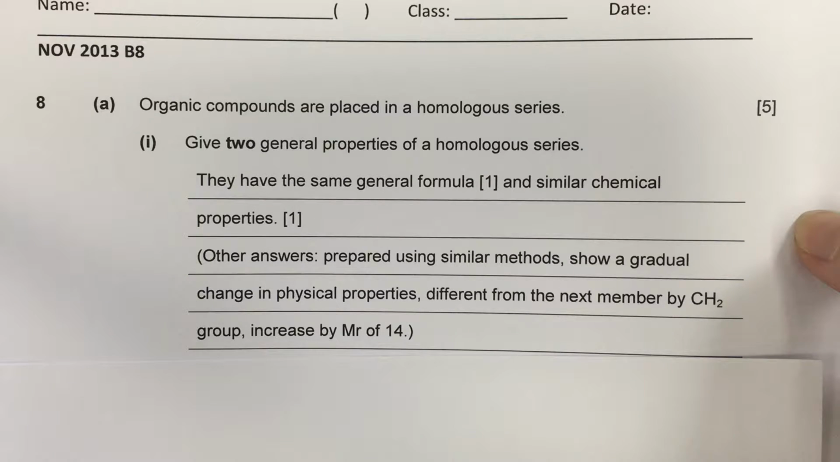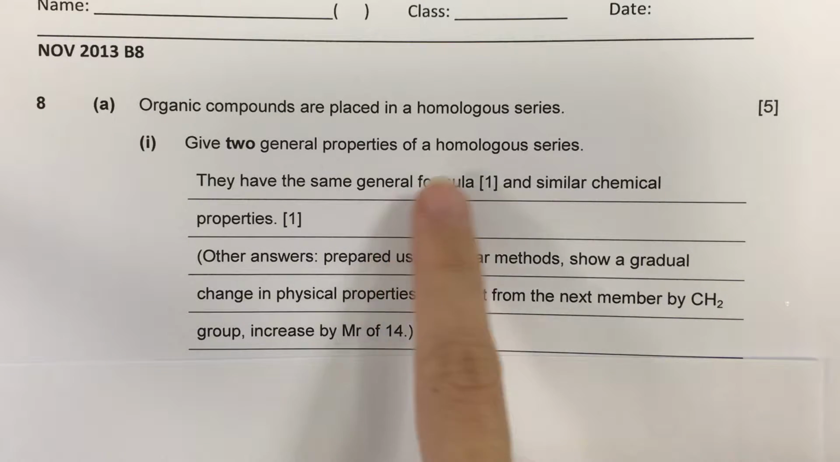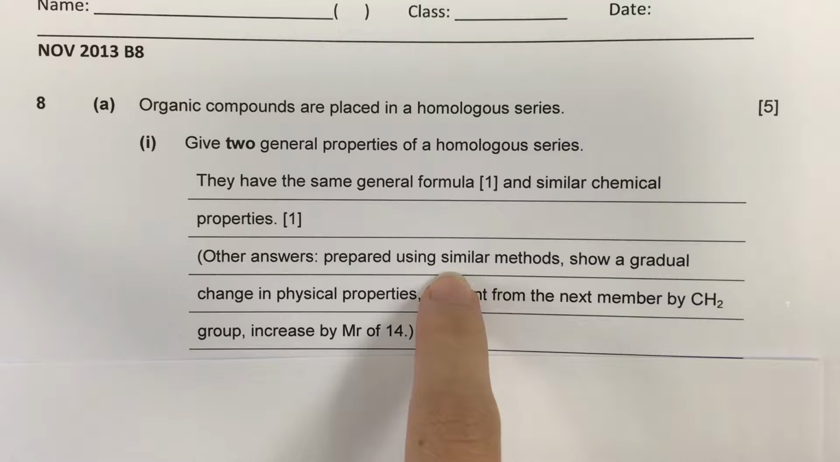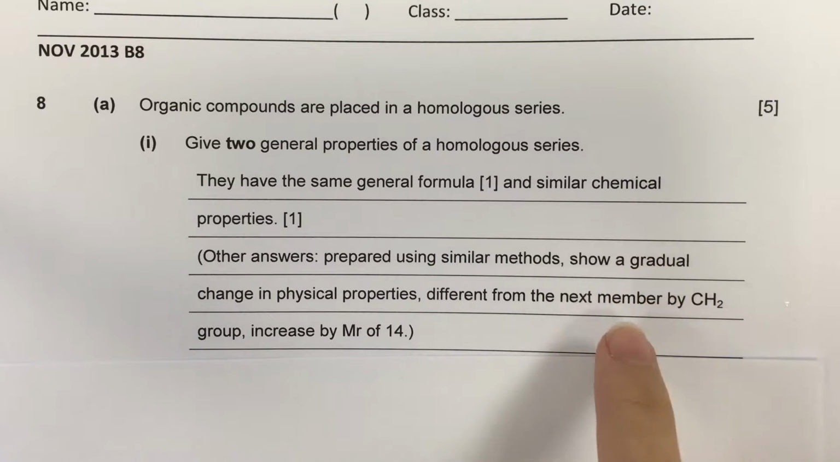as follows. Okay, so if you notice, these first 3 are things that are similar in a homologous series, while the remaining 2 are things that are slightly different in a homologous series.